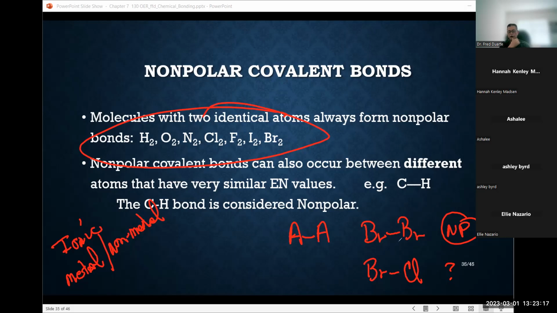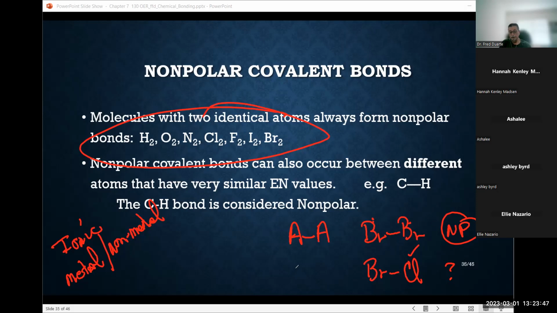So if the Br-Br bond is nonpolar because, being diatomic, the electronegativity of these two is the same, we have equal pull of those electrons, right? But what if I replace one of those bromines with a chlorine? Do we still have equal pulling of those electrons? No, it would be a polar bond. Here you go, Ellie. That is correct.